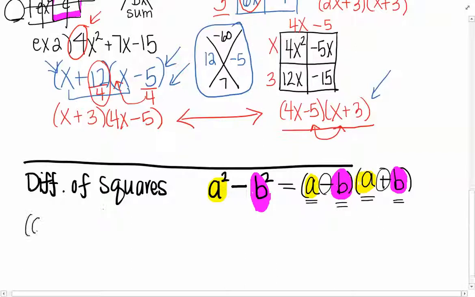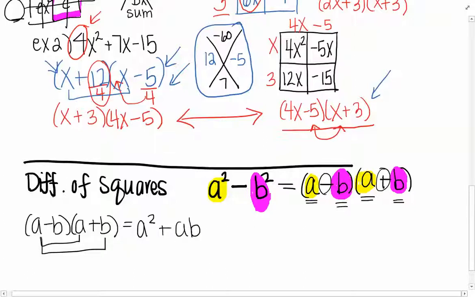So I could show you why this works very easily by FOILing a minus b times a plus b. A times a would be a squared. A times b would be a positive a times b. Negative b times an a would be a negative a times b. And then a negative b times a positive b would be a negative b squared. The ab and the negative ab would cancel because you're basically multiplying the same two things together, but with one with a minus and one with a plus. So they're always going to cancel.